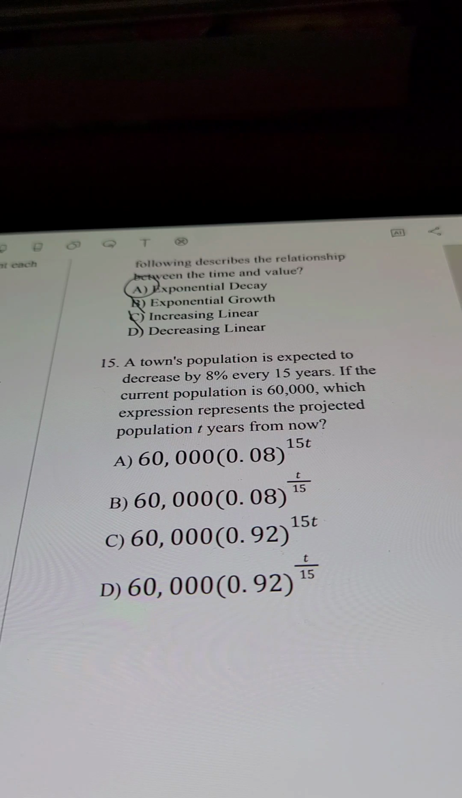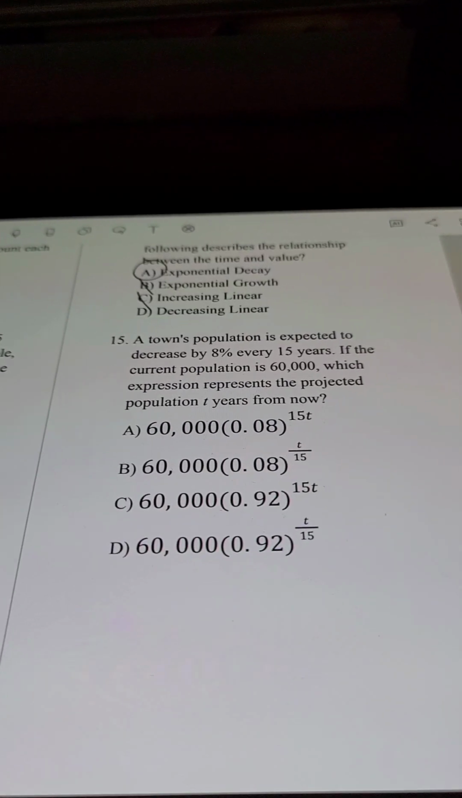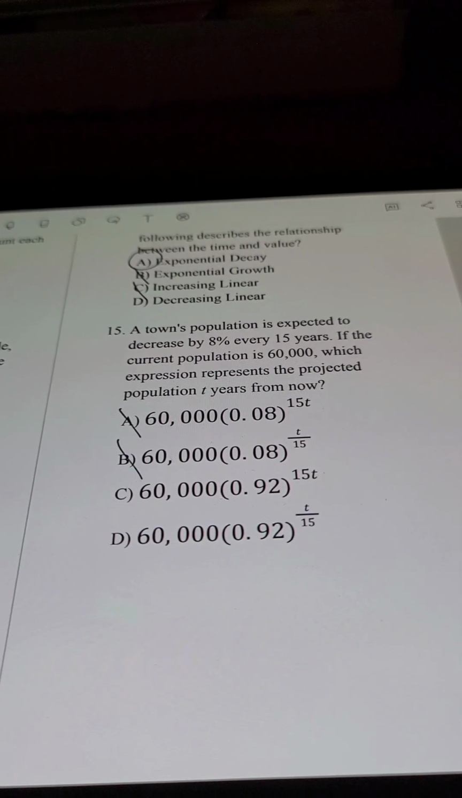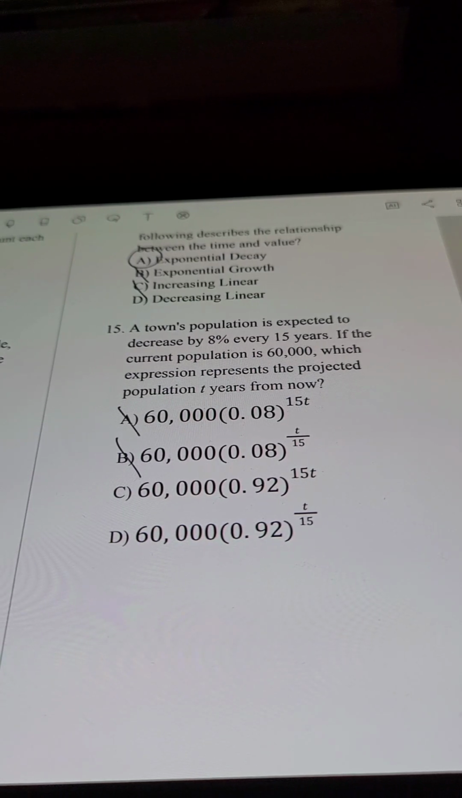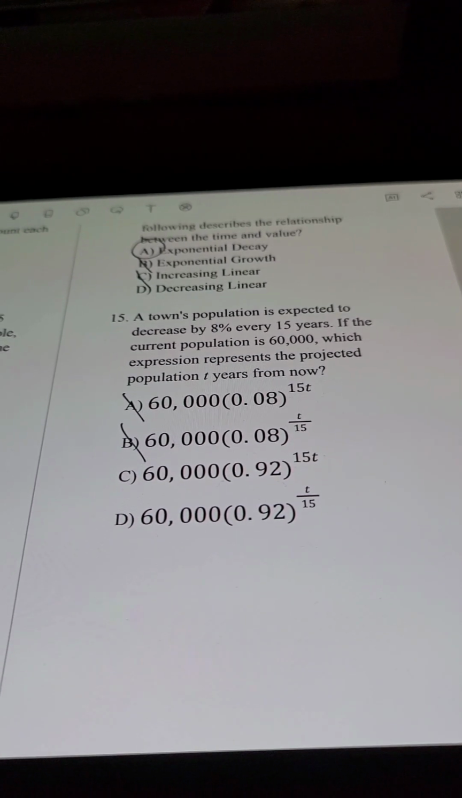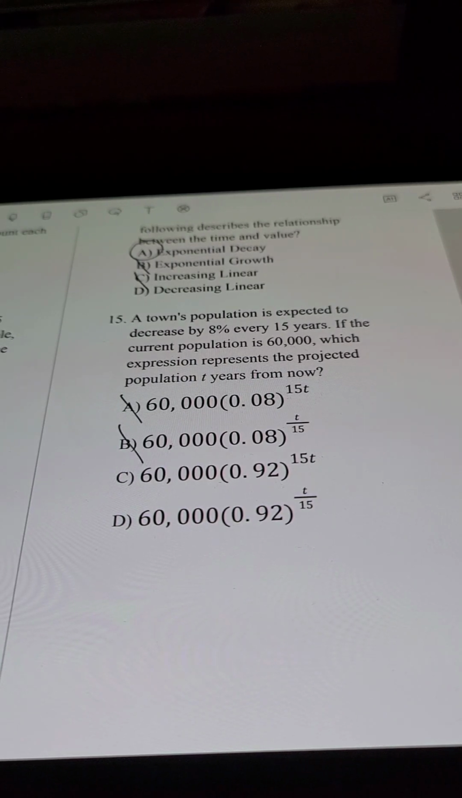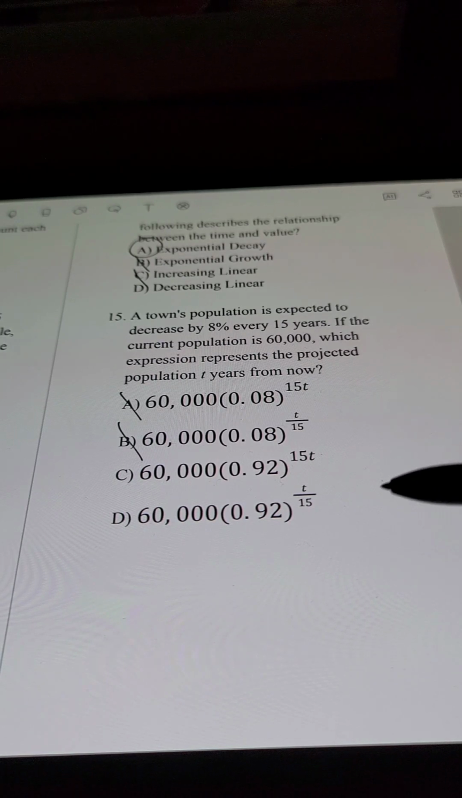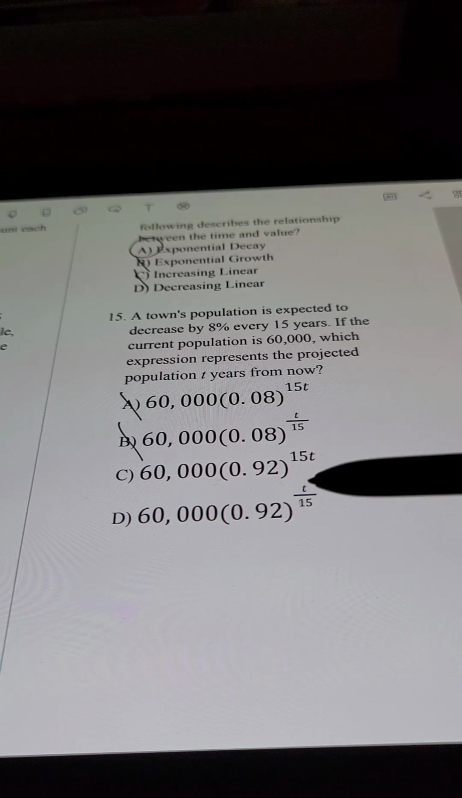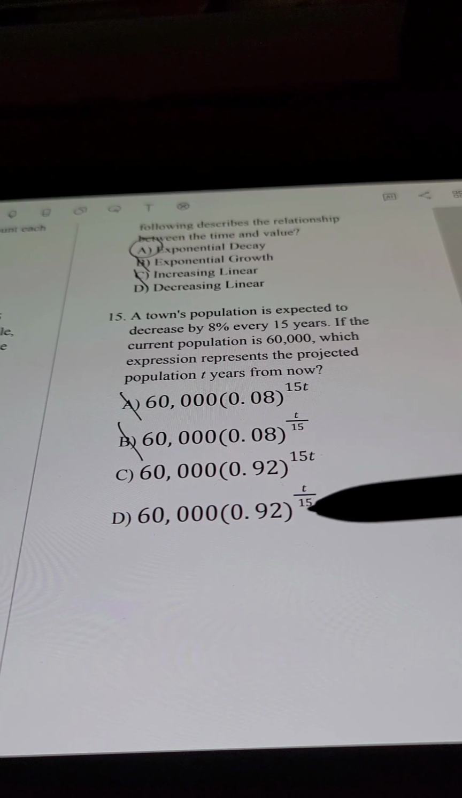So how do I write 92% as a decimal? That would be 0.92. So that means what's in parentheses that I'm multiplying by each time definitely needs to be 0.92. So let's cancel out A and B. And now I have to remember, okay, but I'm only multiplying by 0.92 every 15 years. So when I look at the exponent, I have to make sure that that corresponds to what the exponent is saying. So it would be D because I would have the number of years being T, and then I have to divide that up into 15-year intervals.